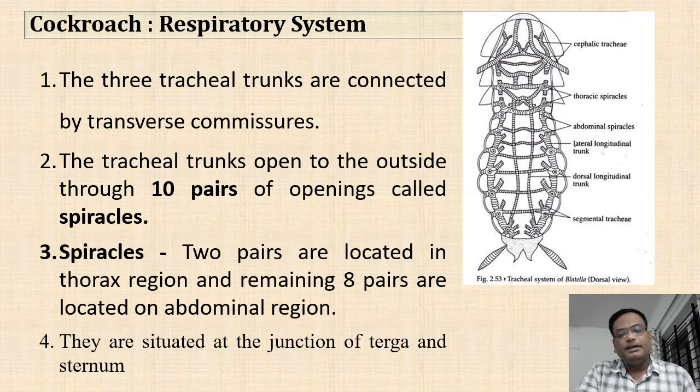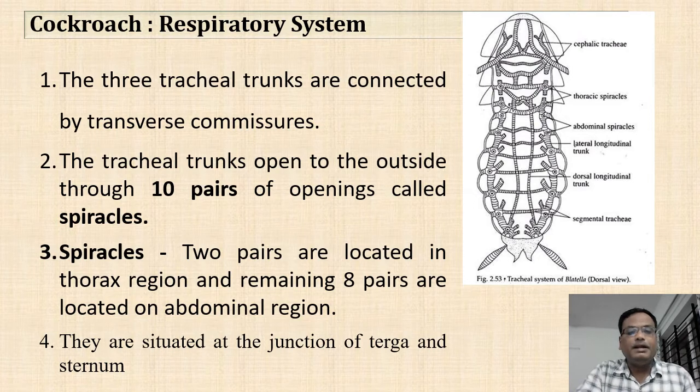They are connected with each other by means of transverse commissures. Here you can see the ventral dorsal trunks connected with each other by means of these transverse commissures, transverse tubes, and like this the whole system of trachea is interconnected. So it forms a common space filled with air.